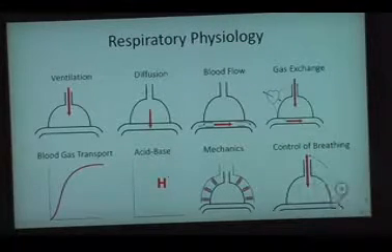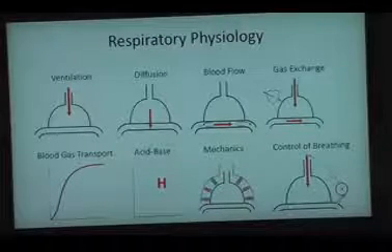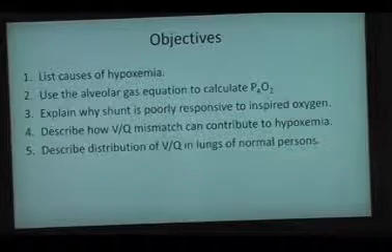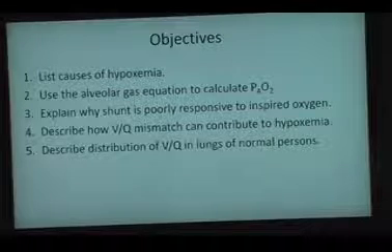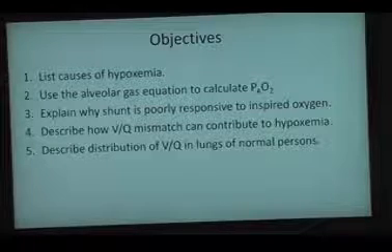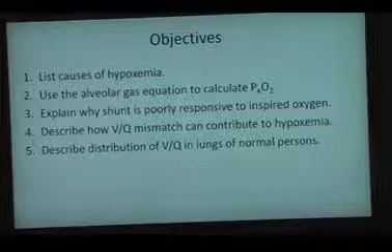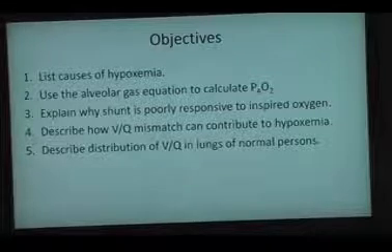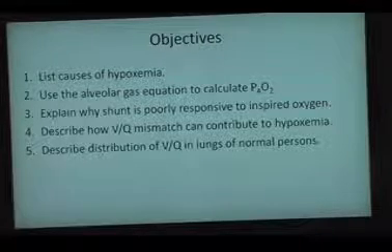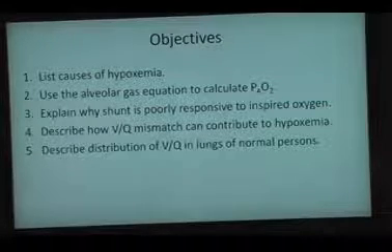Today, the fourth presentation, we will talk about gas exchange, and specifically we will talk primarily about the physiologic causes of hypoxemia. So our objectives are to list the causes of hypoxemia, to use the alveolar gas equation to calculate the alveolar PO2, to explain why shunt is poorly responsive to inspired oxygen, to describe how VQ mismatch can contribute to hypoxemia, and then to describe the distribution of VQ in the lungs of normal people.